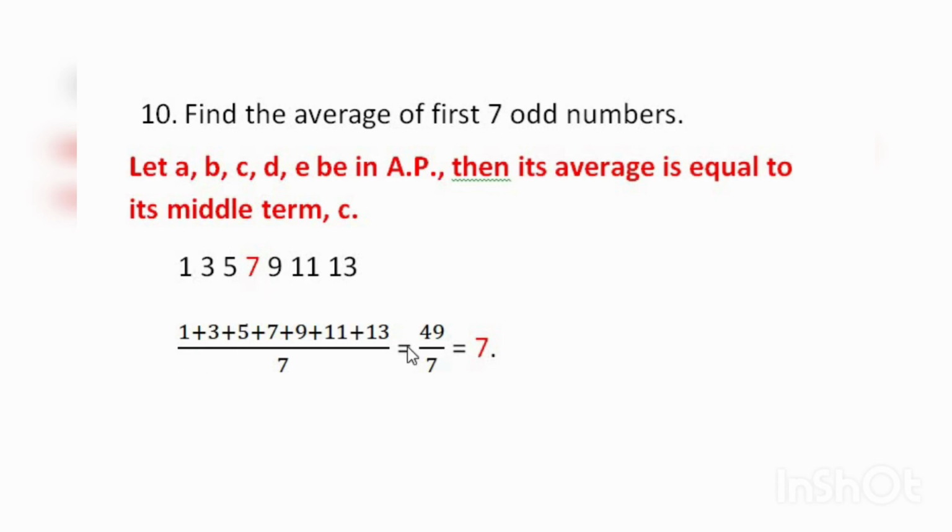We can check it by the normal equation, that is total sum divided by total number. Sum is 1 plus 3 plus 5 plus 7 plus 9 plus 11 plus 13, which is equal to 49, divided by total number, it is 7. So 49 by 7 equal to 7. Instead of writing all these equations, we can simply write 7 by finding its middle term.